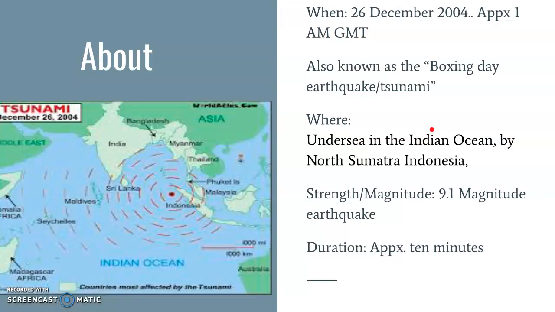So this earthquake is also known as the Boxing Day earthquake and tsunami. It happened on the 26th of December, approximately 1 o'clock in the morning, unless you're super technical, then it happened at 00:59 hours. It happened undersea in the Indian Ocean with a magnitude of 9.1, and it only lasted for about 10 minutes.